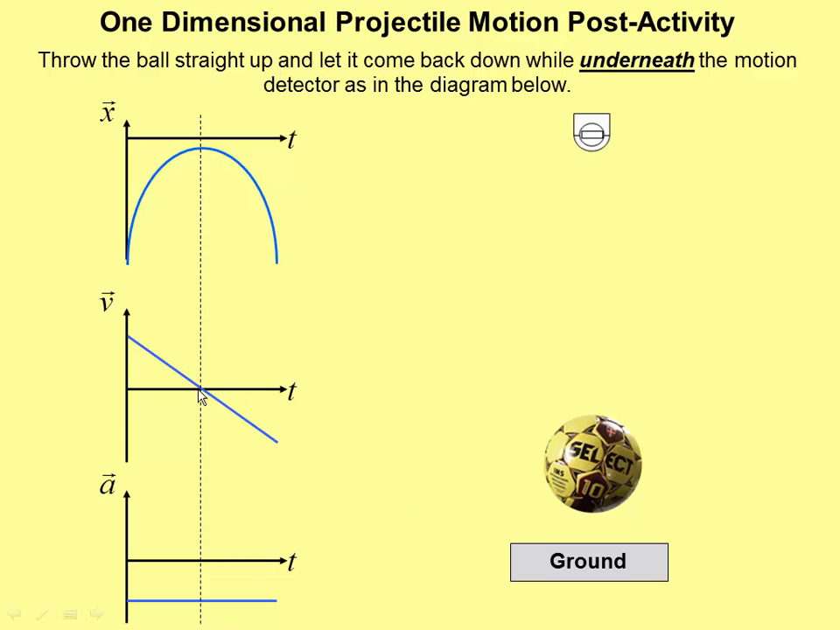The velocity time graph, we have a positive decreasing velocity because it's slowing down as it goes up. At the highest point, it's zero velocity, but it doesn't stay that way. It then begins to fall down and speed up in the negative direction. And notice the slope of the velocity time graph, which is the acceleration, is constant and negative. So we have a constant negative acceleration.